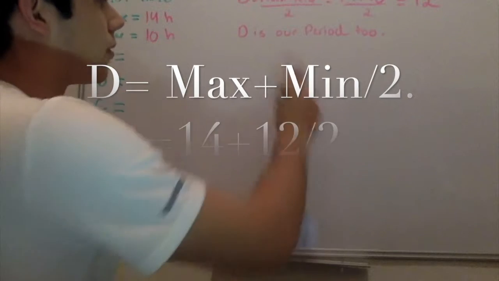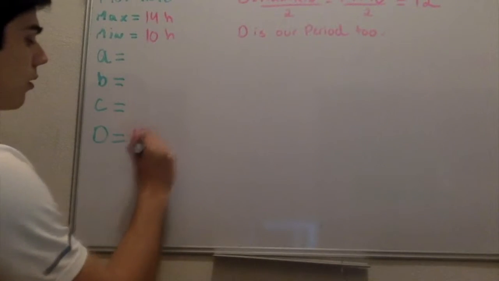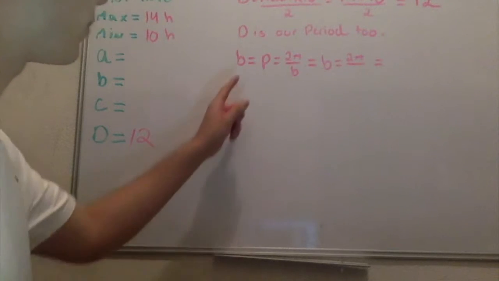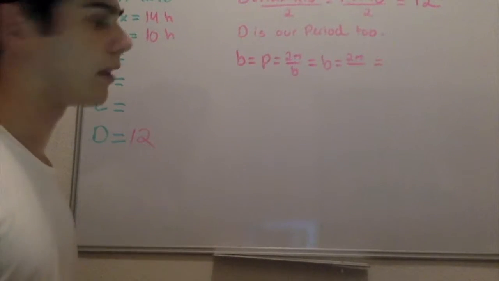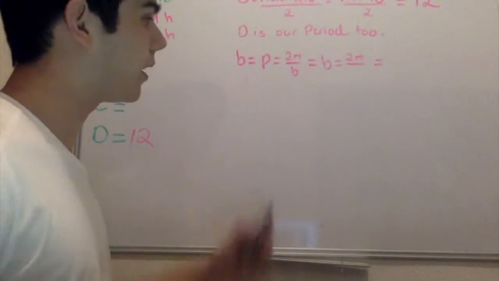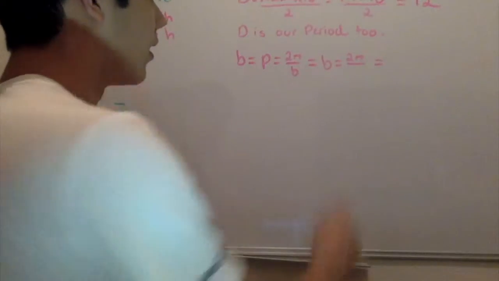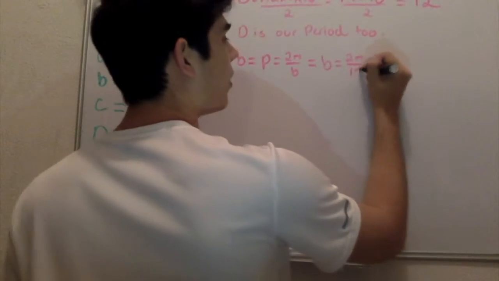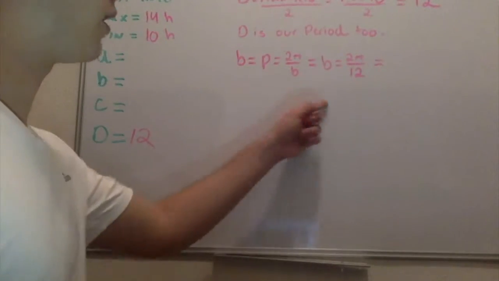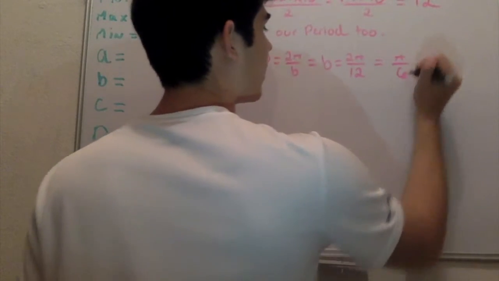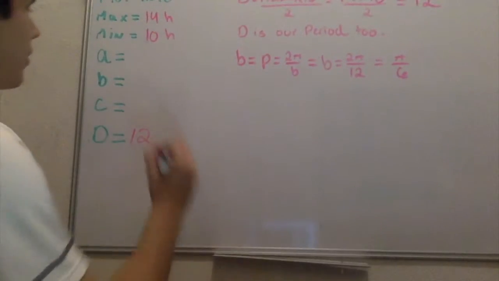It's important to know that D is also our period. Now we will look for B. B is in the formula of period, so we can isolate B and look for it. So 2 pi and our period is 12, so we put 12 since we isolated, and then we get pi over 6. So this is our letter B.